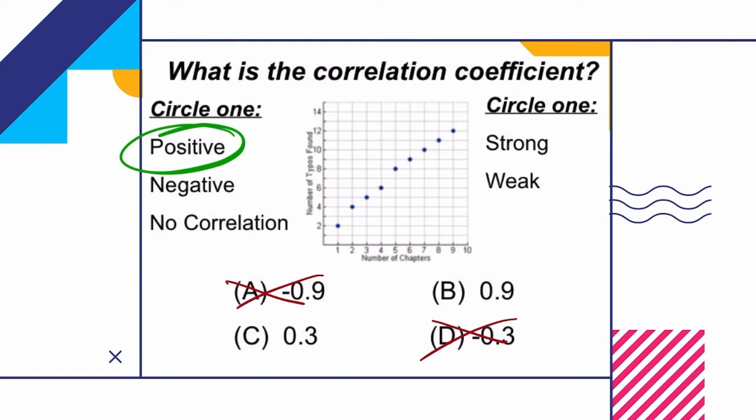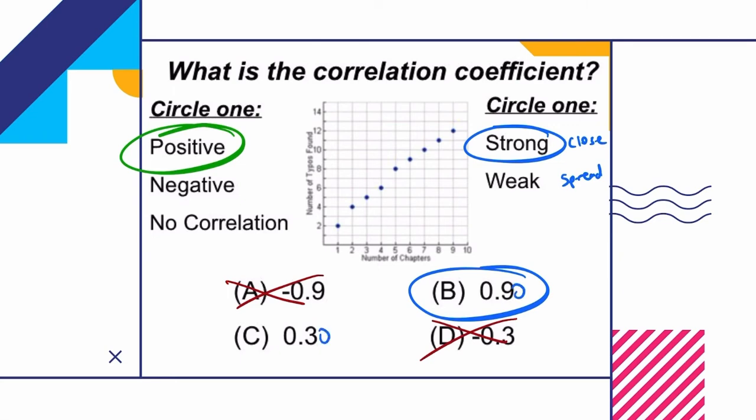Now, would you say that this is a strong correlation or a weak correlation? Remember, strong means the dots are close together and weak means they are spread apart. This would be strong. Now I'm looking for the higher number. Think of it as test scores, 90% versus 30%. Which choice would be a strong correlation? That would be choice B. You could think of it as a 90 is better than a 30.